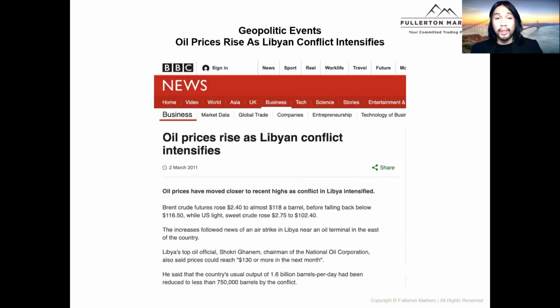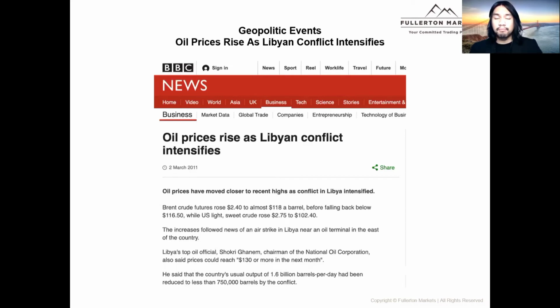Next would be geopolitical events. Oil prices rise as Libyan conflict intensifies. Oil prices have moved closer to recent highs as conflict in Libya intensified. Brent crude futures rose $2.40 to almost $118 a barrel before falling back below to $116.5, while US light sweet crude rose $2.75 to $102.